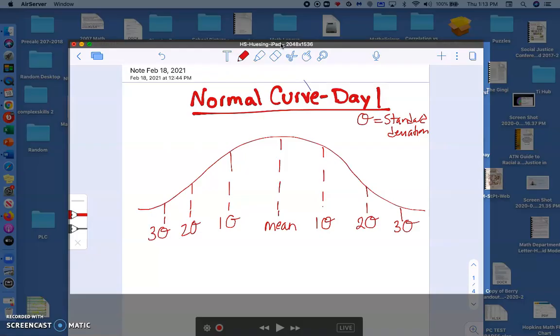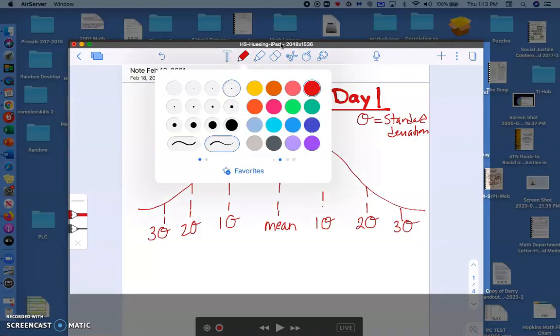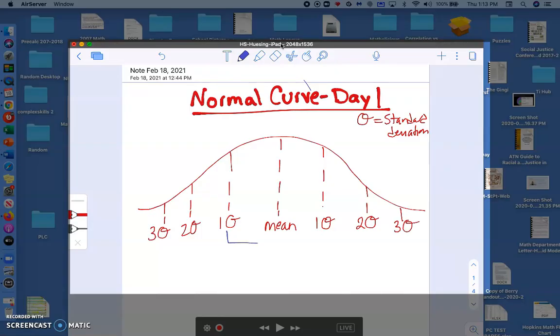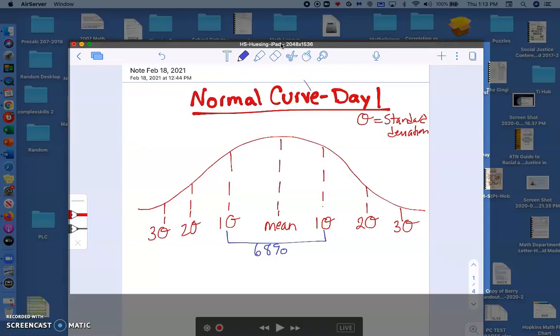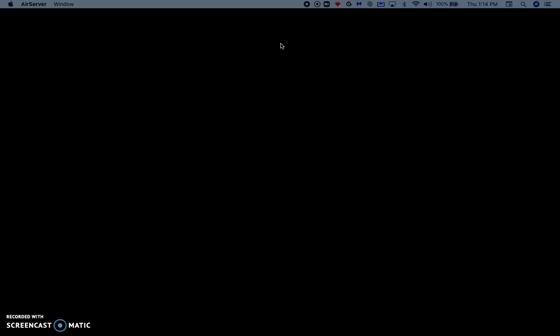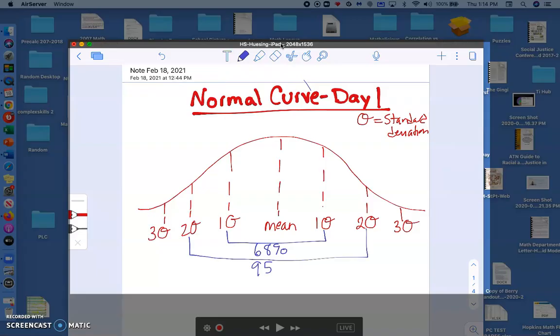And within the normal curve, some information happens here. Within 1 standard deviation, 68% of all the data falls. So let's say we were to measure heights of people and it made this nice normal curve. The mean height is in the middle. And then within 1 standard deviation, 68% of the heights are. Within 2 is 95%. And within 3 is 99.7%.